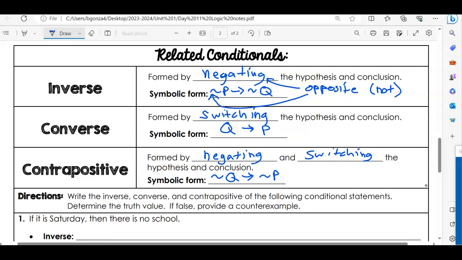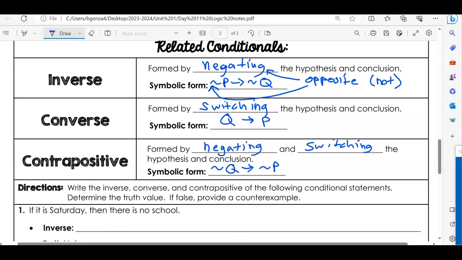Call it the contrapositive, right? You got headphones in? Yeah, you do. Show me. Yeah, there it is. Take it out. All right.